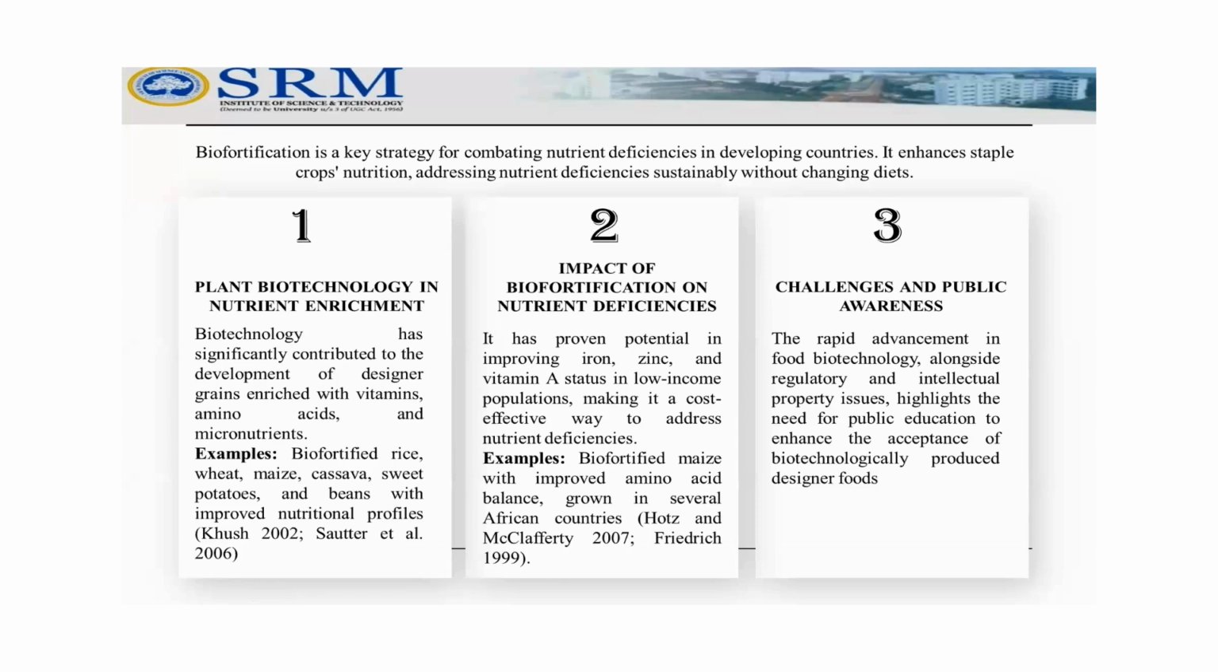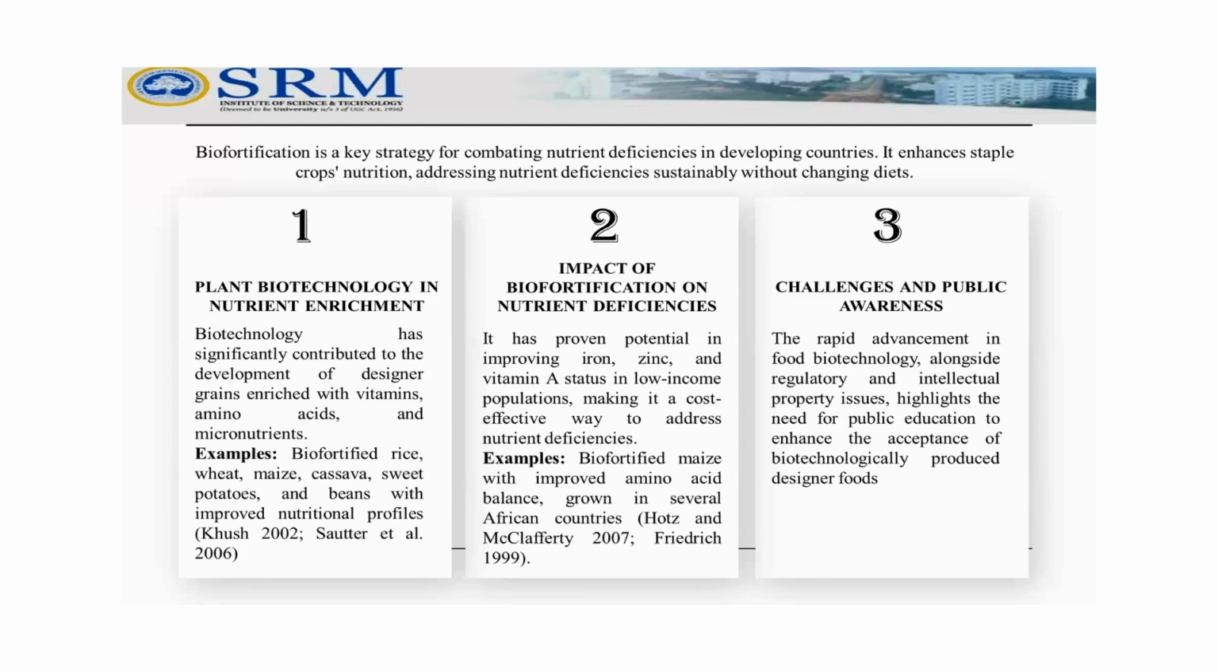Okay, what are the things happening in biofortification? Plant biotechnology and nutrient enrichment. Biotechnology has significantly contributed to the development of designer grains enriched with vitamins, amino acids, and micronutrients. We could get biofortified rice, wheat, maize, cassava, sweet potatoes. These are all aspects of biofortification, plant biotechnology in nutrient enrichment.